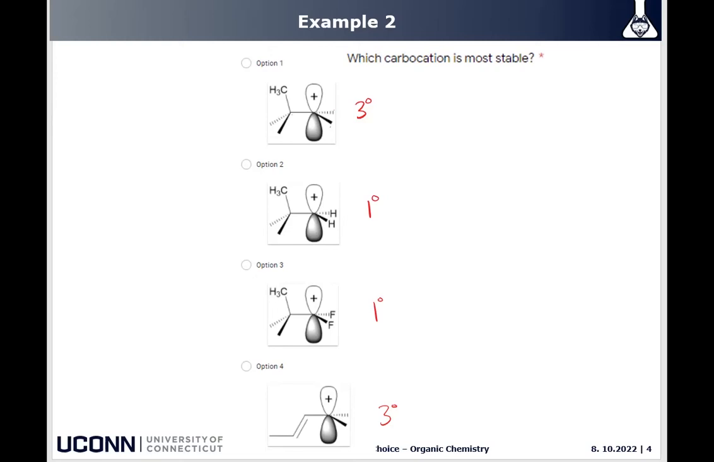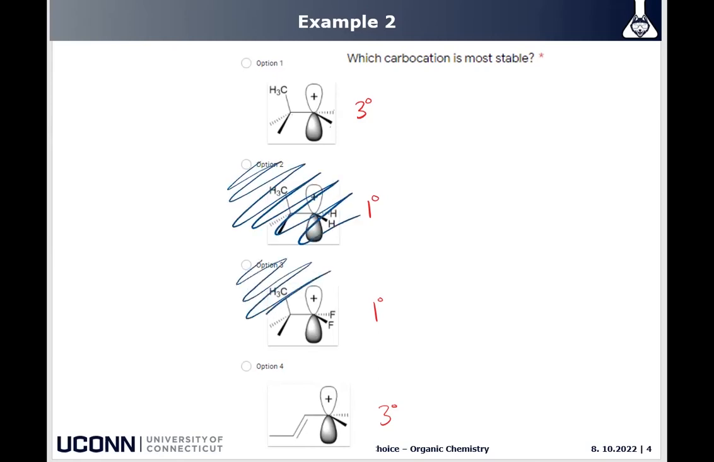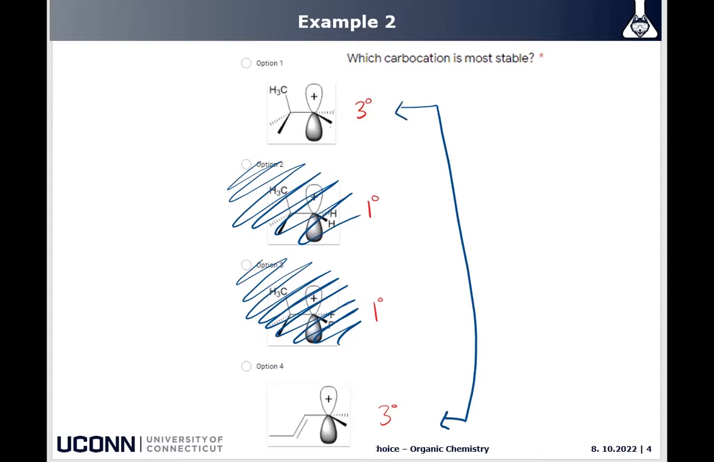Hopefully we remember this, and therefore we can already cross off options 2 and 3, and we can now directly compare these two options here. Of the 2 of these, the right-hand side is exactly the same. We just have these 2 methyl groups out there. So let's look at the other half of this molecule to find some differences. Here we have 3 methyl groups that are off to the side. In here we have this double bond.